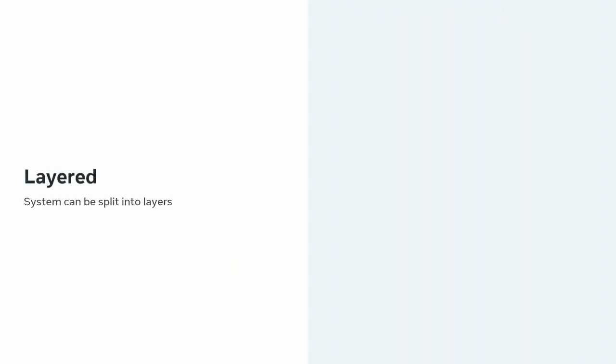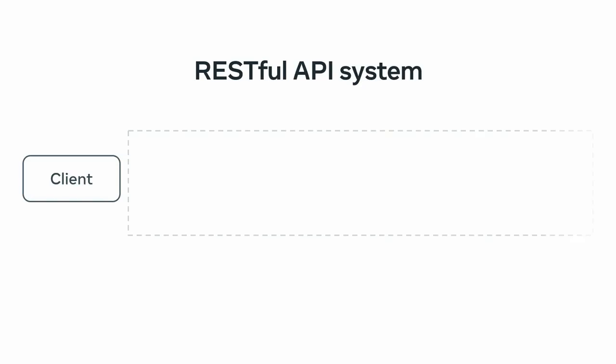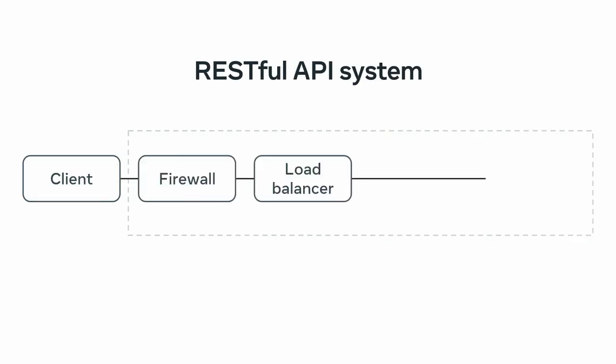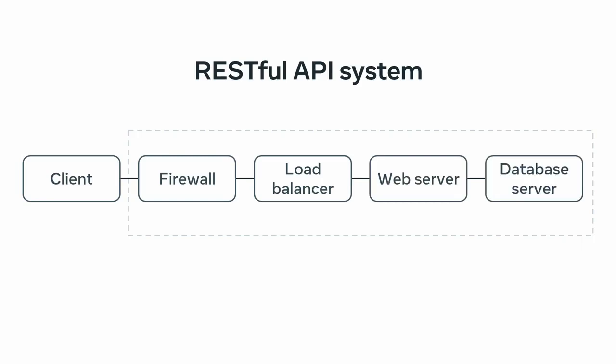Layered means that the entire system architecture can be split or decoupled into multiple layers, and you should be able to add or remove a layer at any time. The following diagram will make this layering more understandable. Layers of a RESTful API system could include a firewall, load balancer, a web server, and a database.